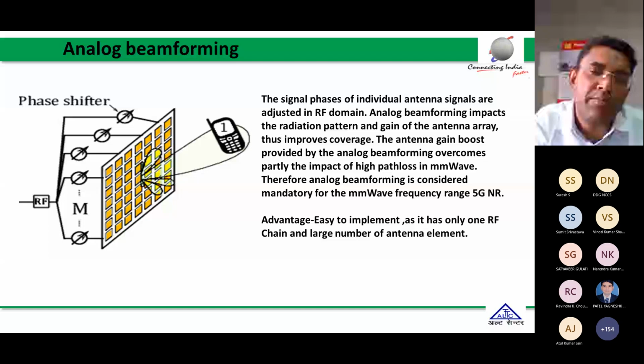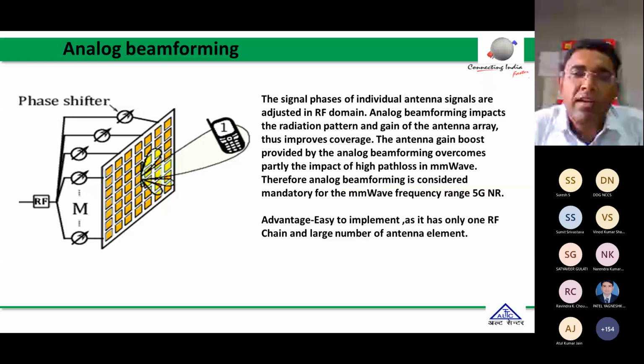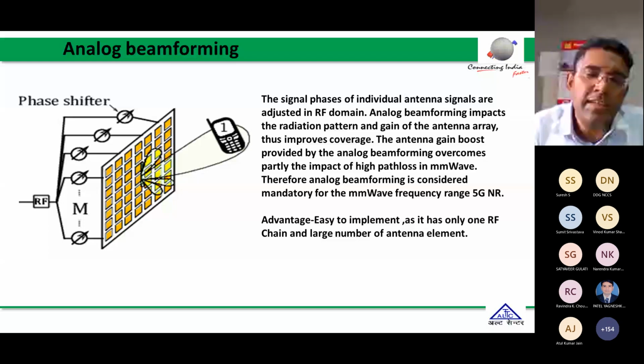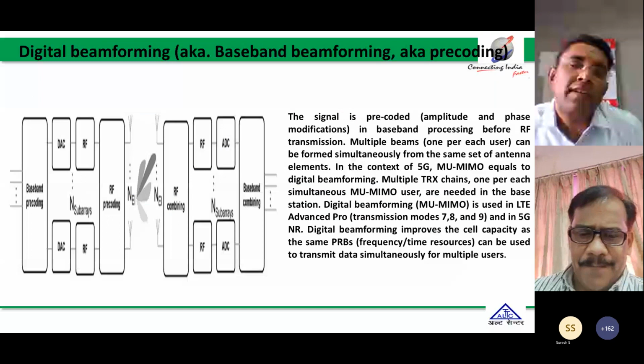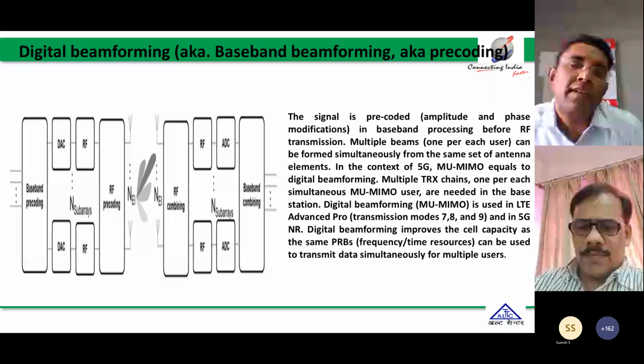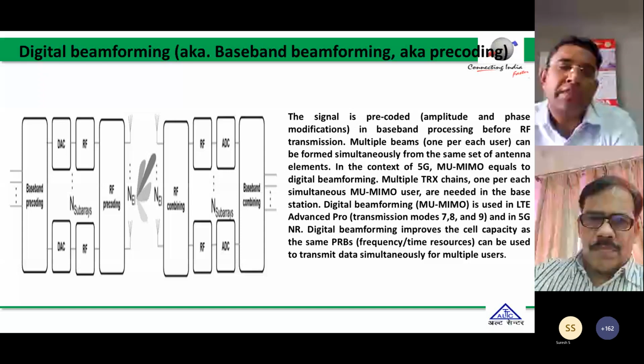But in the case of digital beamforming, it is also sometimes known as pre-coding or baseband beamforming. In that baseband pre-coding, a number of RF chains are there. Your data is layered, or you can say transmitted, on those RF chains. That is baseband pre-coding, baseband beamforming. Different beams are transmitted on the different layers in the digital domain. Right, sir? This is digital domain beamforming, where multiple RF chains are there.